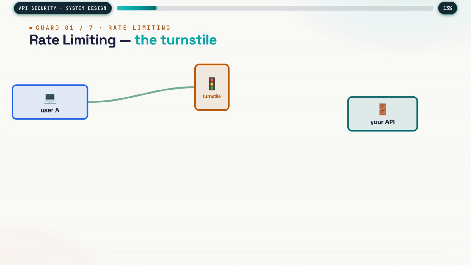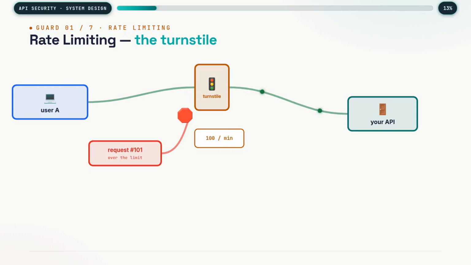First on the list, rate limiting. It controls how many requests a single client can make in a given time. Think of it as a turnstile in front of your API. Say you let user A make 100 requests per minute. Up to that limit, every request flows straight through to your API. That number, 100 per minute, is the cap you set on the turnstile. The moment they send request 101, you block it and make them wait before the next one goes through.